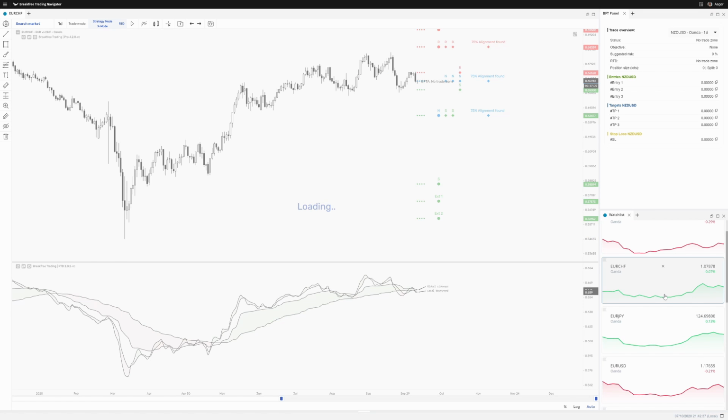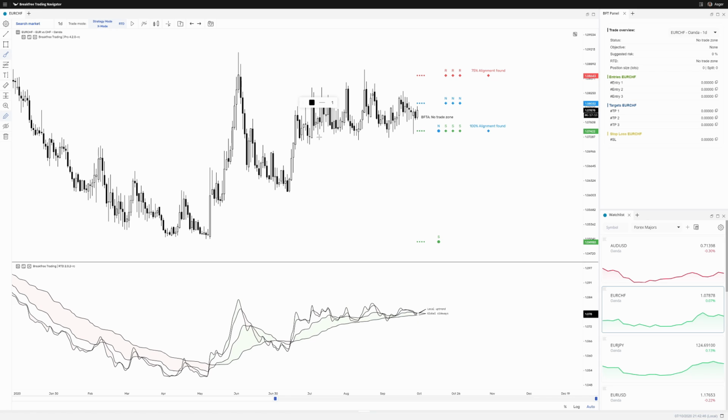Let's see if we can find strategy mode or something. So EUR-CHF is a market that BFT traders have been milking for the past months. This trade has basically played out, 1, 2, 3, 4, 5, 6 times or something. Ridiculous at this point. And that is just sideways.